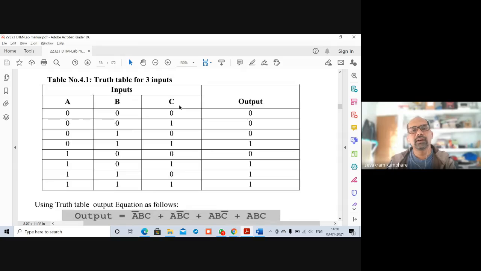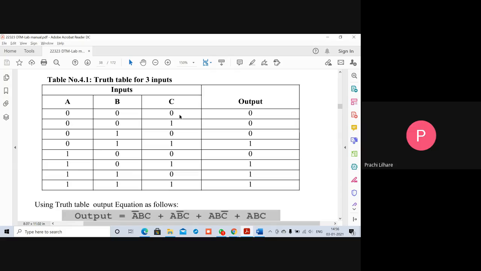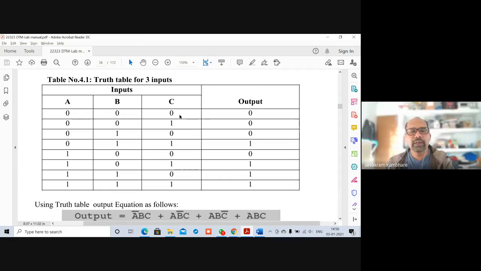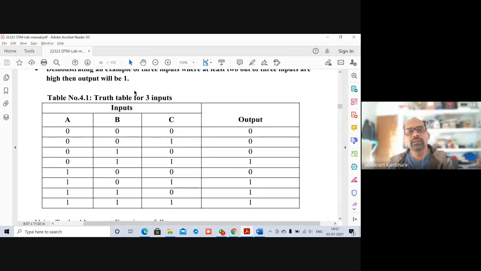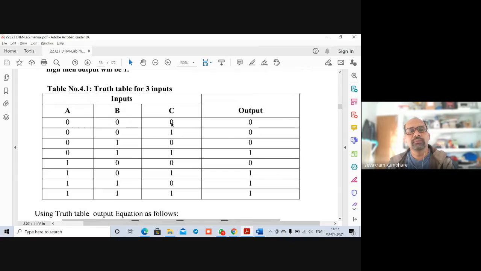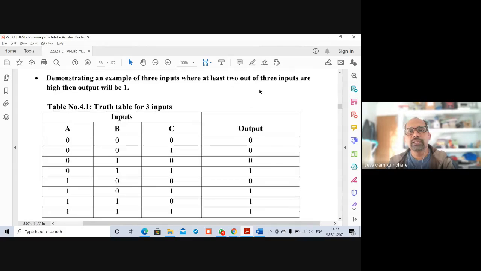In this combination 0, 0, 0, how many 1s are there? No, sir, there are no 1s. Only 0s are here. Okay, so there are no 1s. And what is the statement? In the 3 inputs, if at least 2 out of 3 inputs are high, then output will be 1. So here there are no 1s, which means this condition fails, right? So that's why we are writing 0 over here.